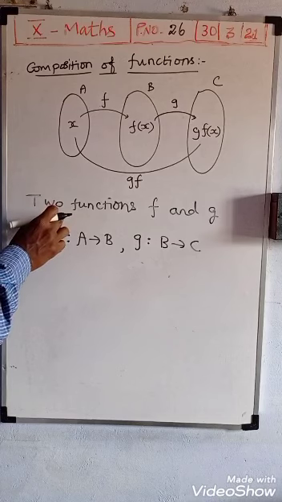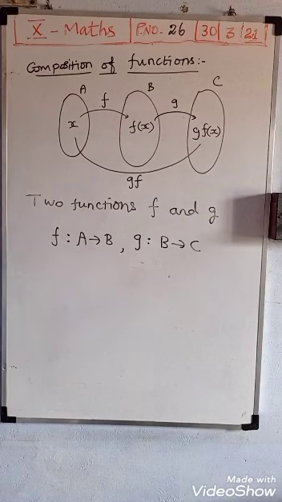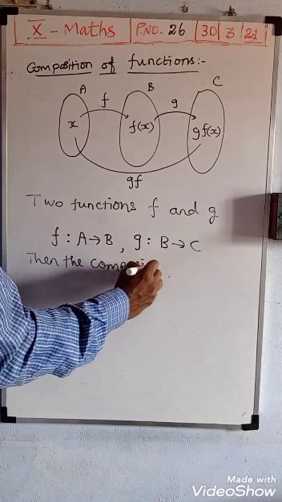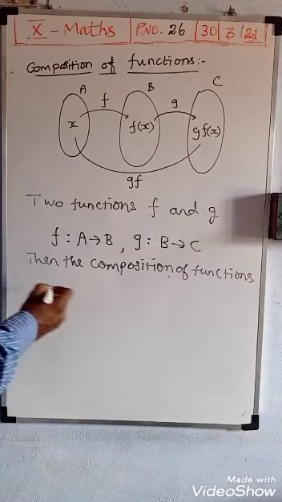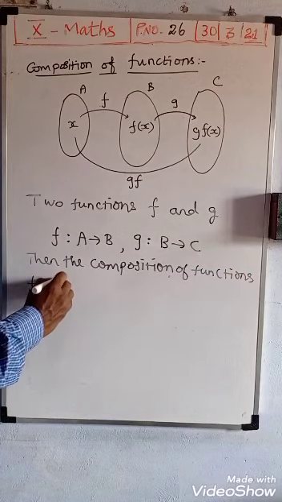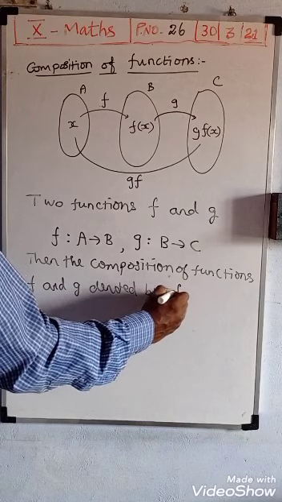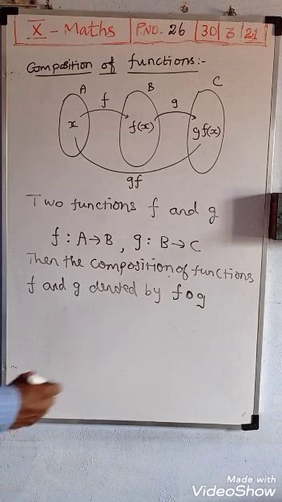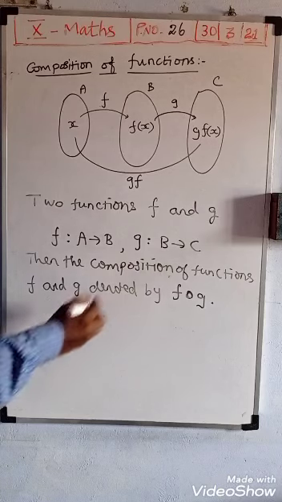So consider the two functions f and g. f is A tends to B, and one more function g is B tends to C. Then the composition of functions f and g is denoted by, how do we denote it? This is the composition symbol, f composition g. You write it like that and read it as f composition g. It is defined as follows.